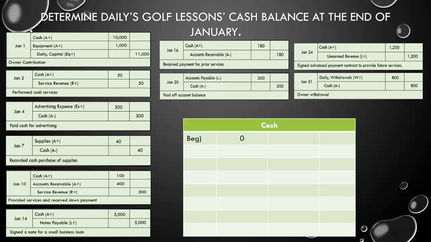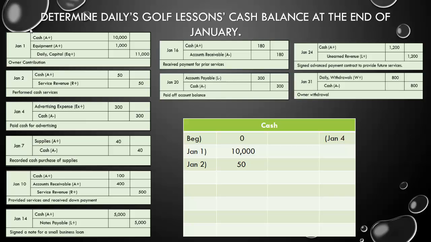How do we find the balance? Well, it's pretty simple. You take whatever you did to cash in the journal entry and you transfer it to the T account. On January 1st, we debited cash for $10,000, which means we're going to transfer that January 1st debit over to our T account. So we put it on the left hand side. On January 2nd, we debited cash for another $50, so we're going to throw that into the T account.